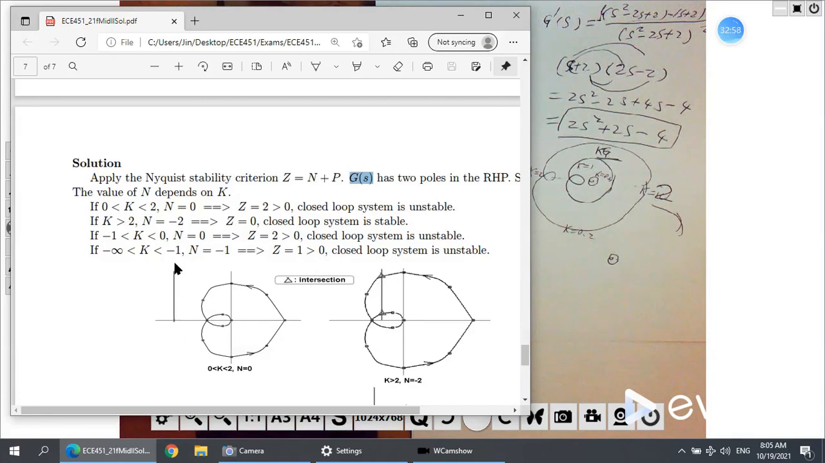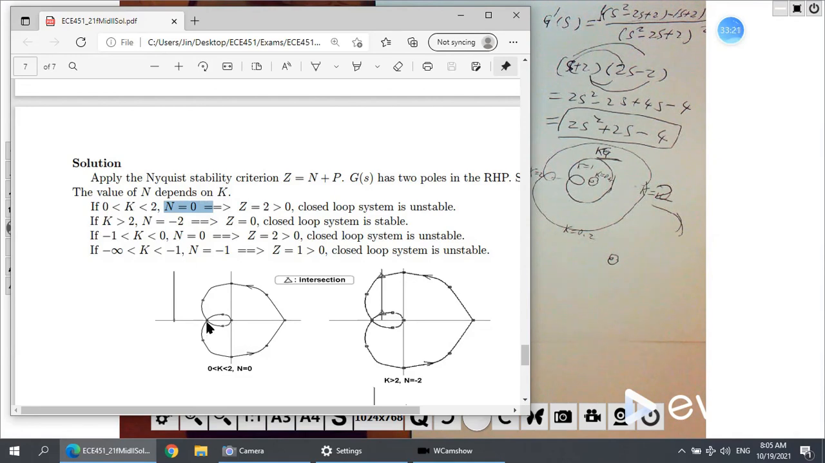You look at this bar and check how many times this Nyquist plot goes across this bar. So you can see when k is small, the Nyquist plot is smaller, close to the origin, and will not touch this bar. So in this case n is 0. And when k is smaller than 2, why is it smaller than 2?